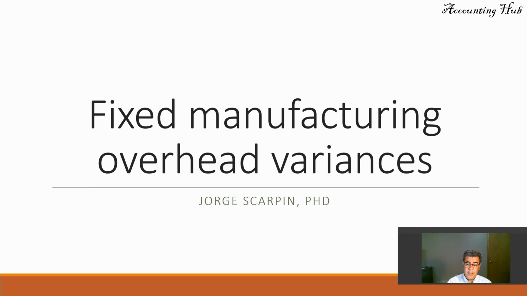I'm Professor George Scarpin, PhD in accounting, and our topic today is about standard costs, fixed manufacturing overhead variance. Usually, we have four variances for standard costs: direct materials, direct labor, variable manufacturing overhead, and this one, fixed manufacturing overhead. So we have four videos in this series, and the other videos are in our video description. We also have an appendix, a fifth video about how to record it, about the journal entries.